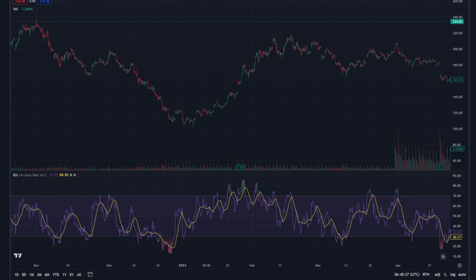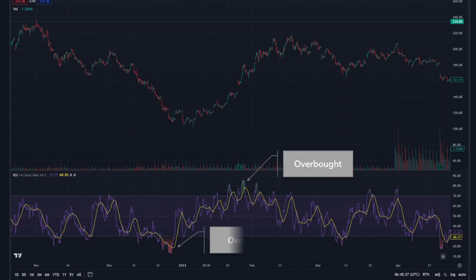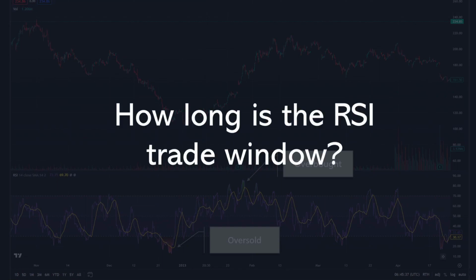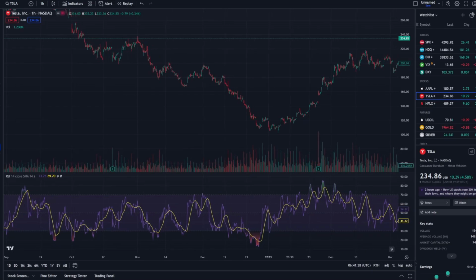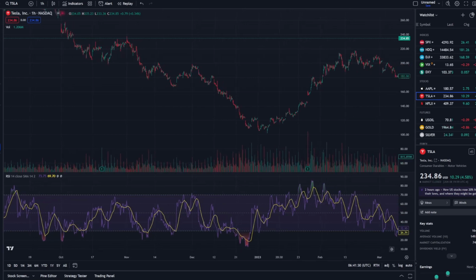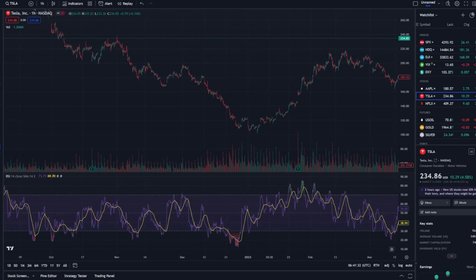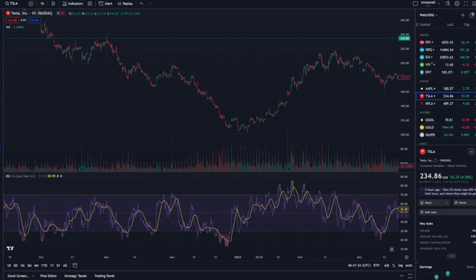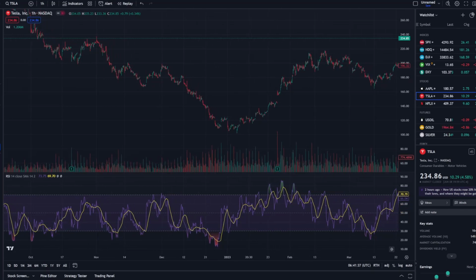RSI-based strategies are triggered when the RSI value reaches above 70 or below 30. This is the window for entering a short or long trade. But how long does the RSI stay above 70 or below 30? If you enter a trade right at the moment when RSI hits overbought or oversold, but then the price stays above or below the range, you may encounter a losing trade.